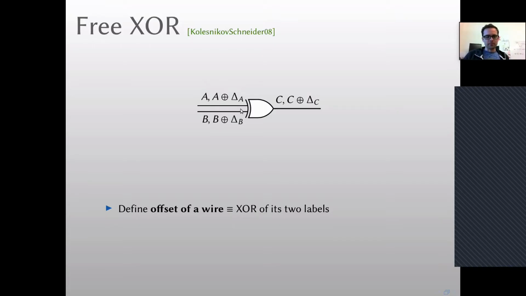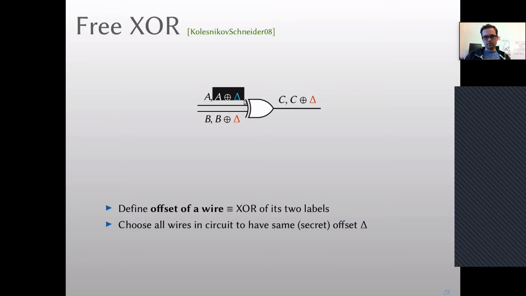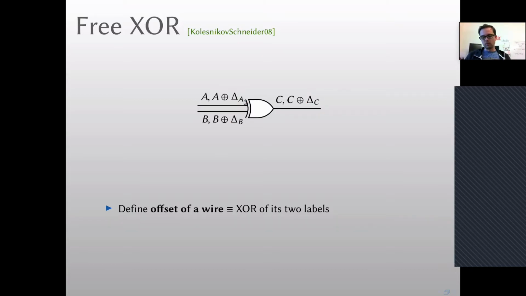And then instead of writing the labels as A0 and A1, I'll write them as A0 and then A0 XOR the offset. And every wire has a different offset. So I'll write delta A as the offset of this first wire, and delta B as the offset of this next wire. So A is the label that means false, and A XOR delta is the label that means true. Okay? So far I haven't changed anything. It's maybe a change of basis, but I haven't changed anything.